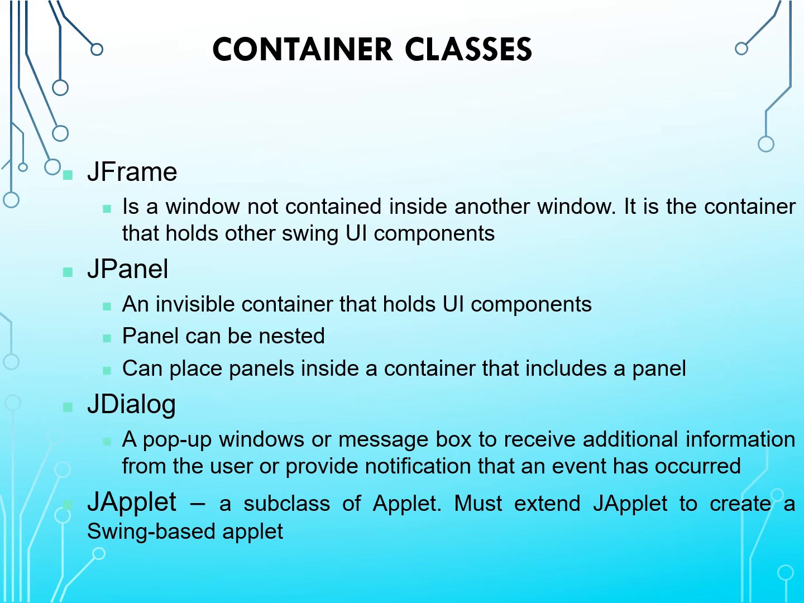Okay, it's a window. It is a container that holds the other Swing UI components, and we have also been using JPanel, right? So it's actually invisible unless we set the border so that you can see it. A panel can be nested, meaning that inside a panel it can have another panel, and can place panels inside a container.